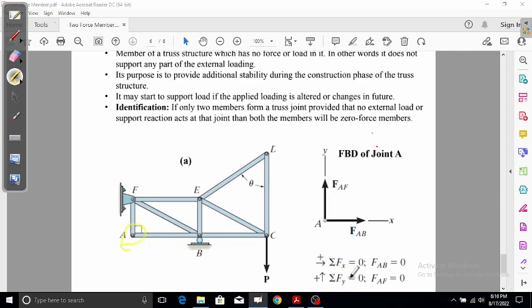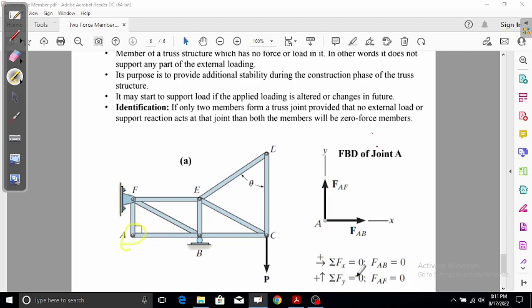So sigma Fx equals 0. If you apply sigma Fx equals 0 at joint A, force AB comes out to be 0. Now again at joint A you apply sigma Fy, summing all the forces along the y-axis, and you will be surprised that force AF will also be 0. So this is what a zero force member is.